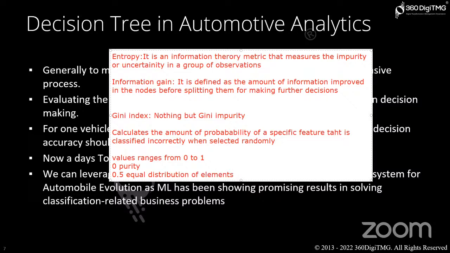So while we are going to apply a decision tree, we need to consider this. Entropy is an information theory metric that measures impurity or uncertainty in a group of observations. Information gain is defined as the amount of information improved in the nodes before splitting for making further decisions. Gini index is nothing but Gini impurity. It calculates the probability of a specific feature being classified incorrectly when selected randomly. It ranges from 0 to 1. 0 is nothing but pure, 1 is impure, and 0.5 is nothing but an equal distribution.